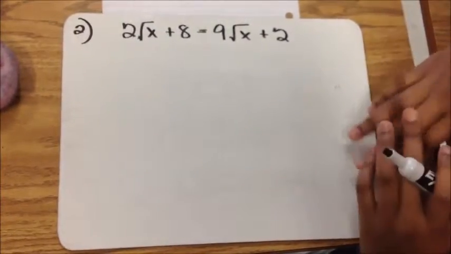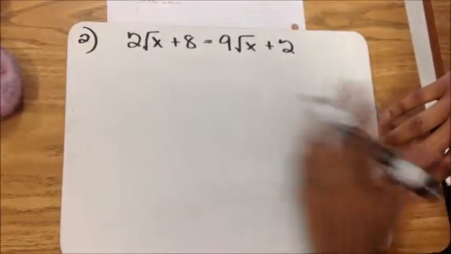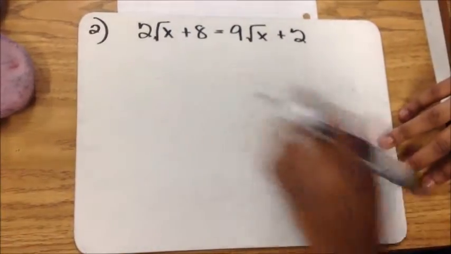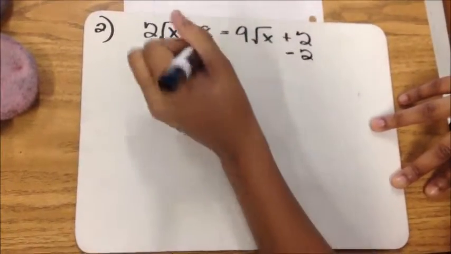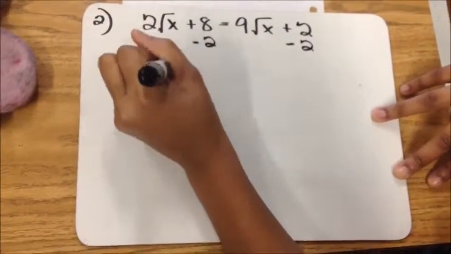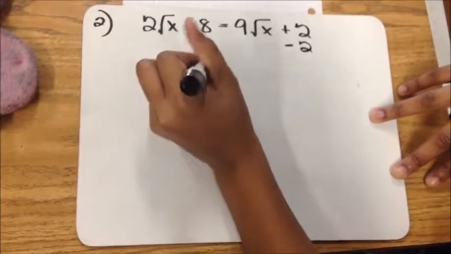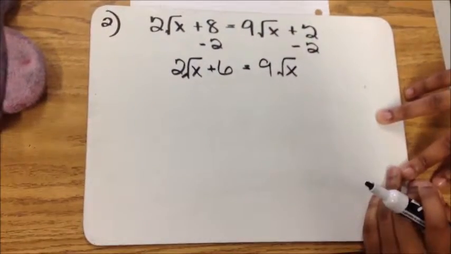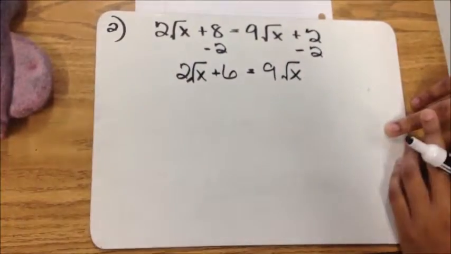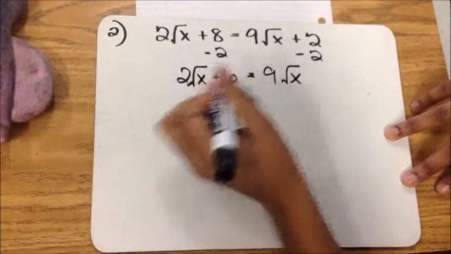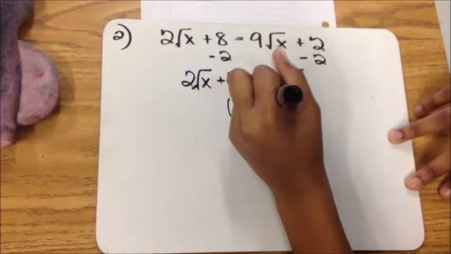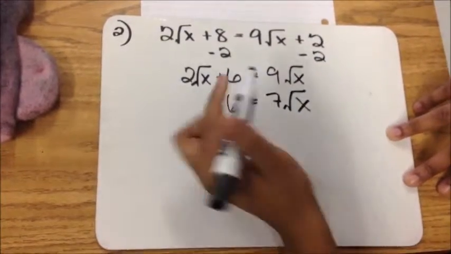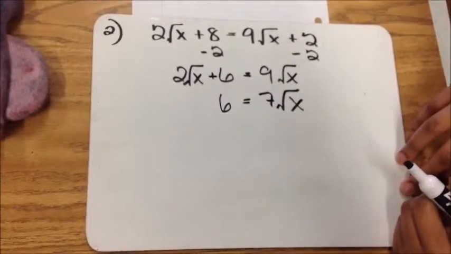Our second equation is a little bit tricky. We have 2 square root of x plus 8 equals 9 square root of x plus 2. First, you'll move the 2 over to the left. That will leave you with 2 square roots of x plus 6 equals 9 square roots of x. Then, you move the 2 square root of x over to the right. That will leave you with 6 equals 7 square roots of x.